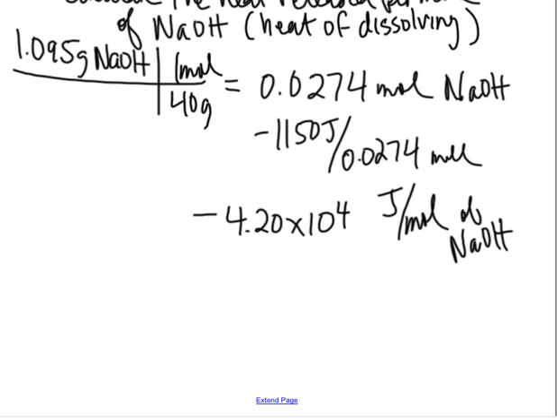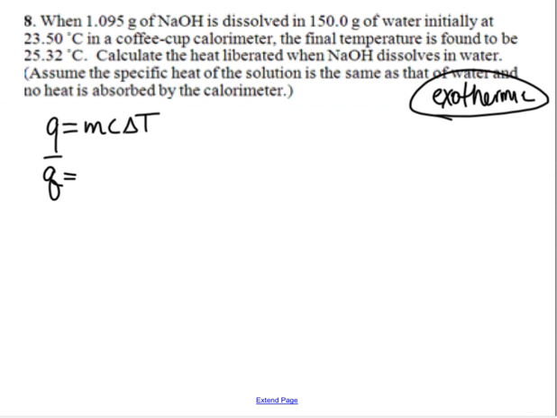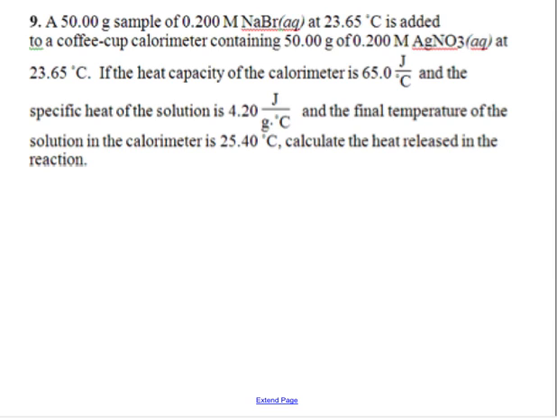All right, last problem, and this is the penultimate we're going to do because you're going to see some things that you didn't have to deal with in the last problem. It says a 50-gram sample of 0.2 molar sodium bromide, they have the initial temperature, is added to a coffee cup calorimeter containing 50 grams of silver nitrate. If the heat capacity of the calorimeter is 65 joules per degree Celsius and the specific heat of the solution is 4.2 and the final temperature is 25.4, calculate the heat released in the reaction.